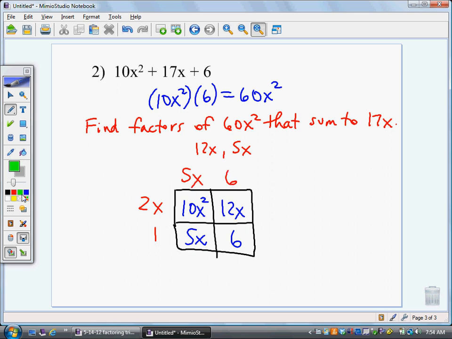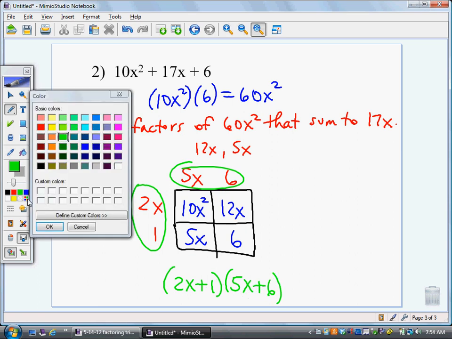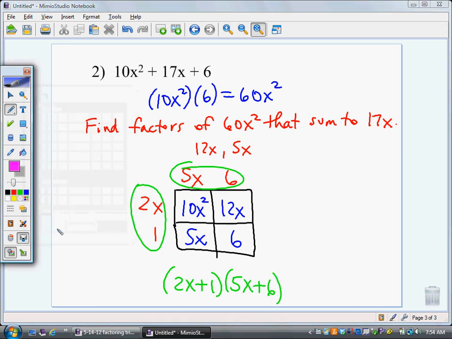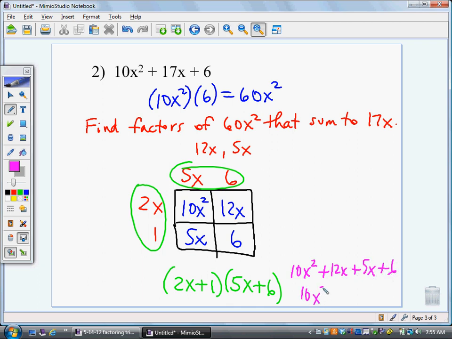And so our answer, again, these are the 2 binomials right there. 2x plus 1, 5x plus 6. Double check to make sure that it works out. 10x squared plus 12x plus 5x plus 6. 10x squared plus 17x plus 6.